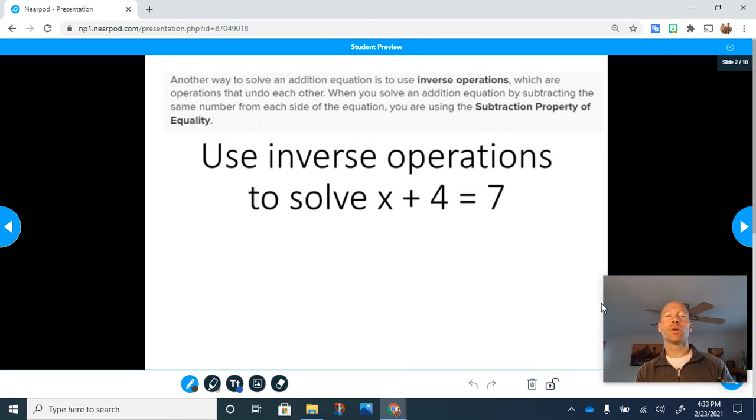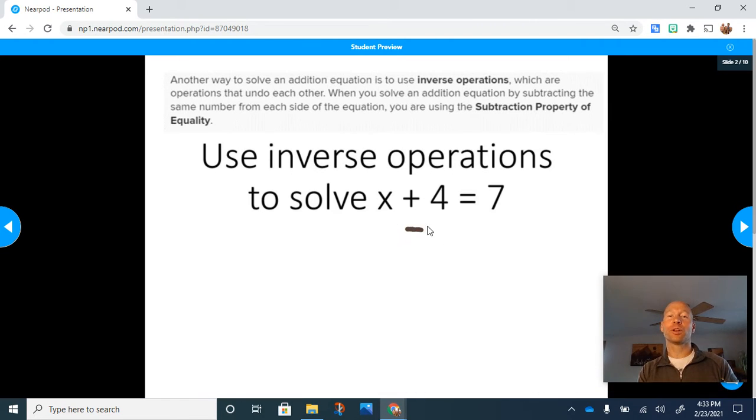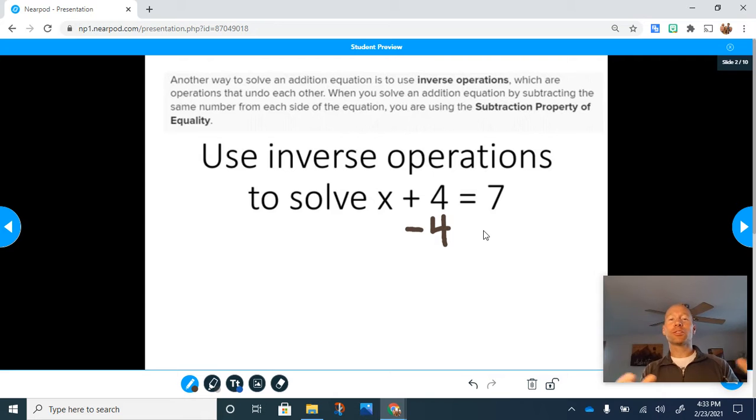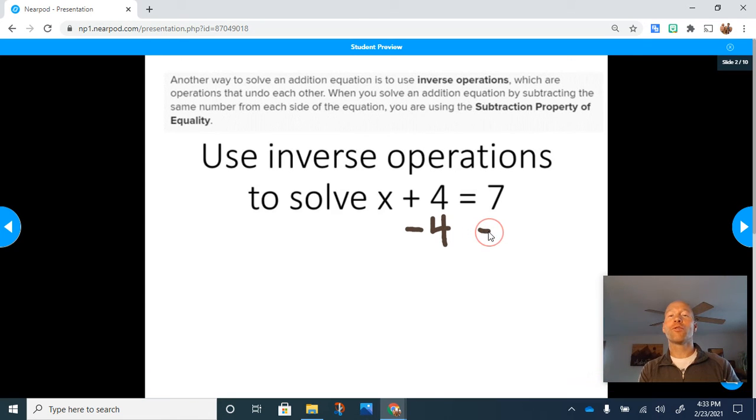So when you solve an addition equation by subtracting the same number from each side, you're using the subtraction property of equality. So in this equation, x plus 4 equals 7, I need to eliminate this 4, this positive 4 from both sides. So I'm going to subtract 4 from this side of the equation. And if I subtract 4 from the left side of the equation, that means I need to subtract 4 from the right side of the equation.